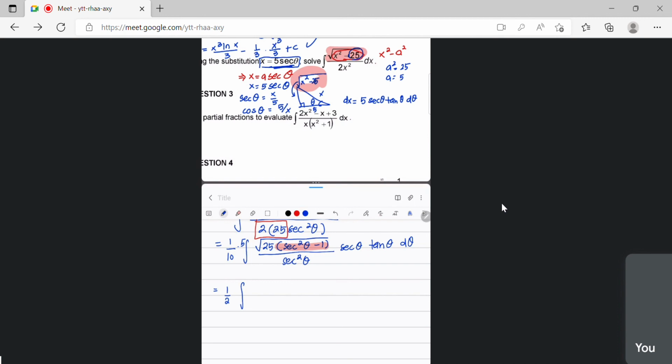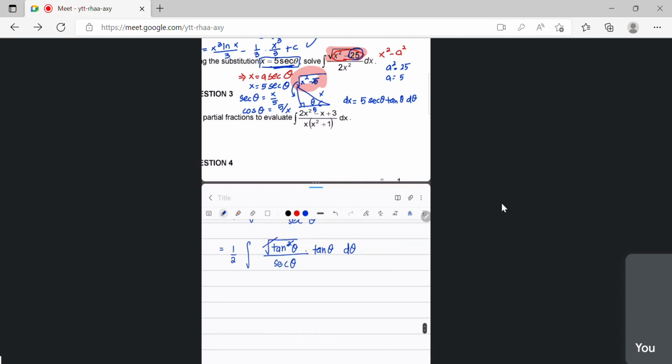Okay, so ni secant squared theta minus 1. Kita akan dapat tangent squared theta. Square root still ada sebab kita belum potong. Okay, and then the secant dengan yang ini 1 over secant theta ni kita boleh cancel. So at the end, denominator hanya tinggal secant theta, tangent theta. Okay, ni kita boleh potong kan sebab dia single dalam tu. So tangent squared theta over secant theta.